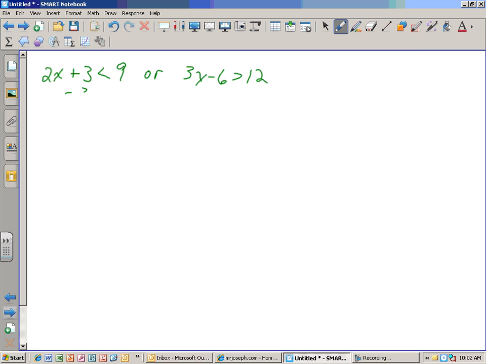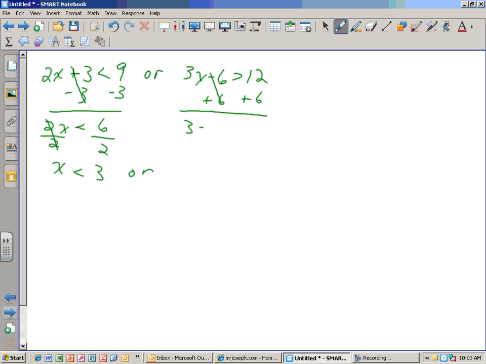So if I subtract 3 from each side, I'll have 2x is less than 6. Divide by 2. Do I flip the sign? No, because I didn't divide by a negative. So x is less than 3, or here I'm going to add 6. 3x greater than 18. Divide by 3. X is greater than 6.